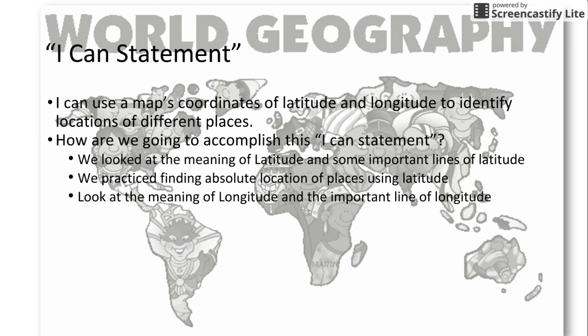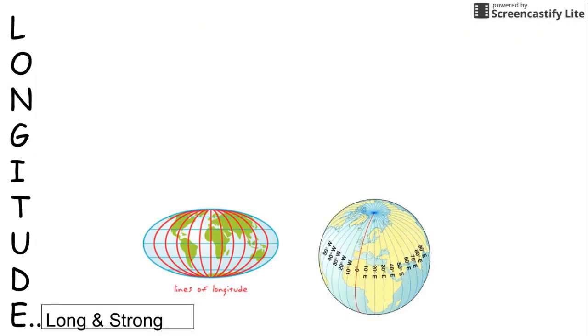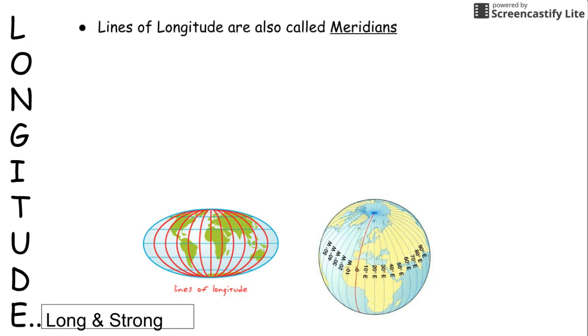So now is where we're going to begin writing our notes. You can see along the left-hand side of the screen here, I wrote the word longitude in a long way to help you understand that these will be the lines that are long on our map or globe. Lines of longitude are also called meridians. So the nickname that we would use for lines of longitude is meridians.